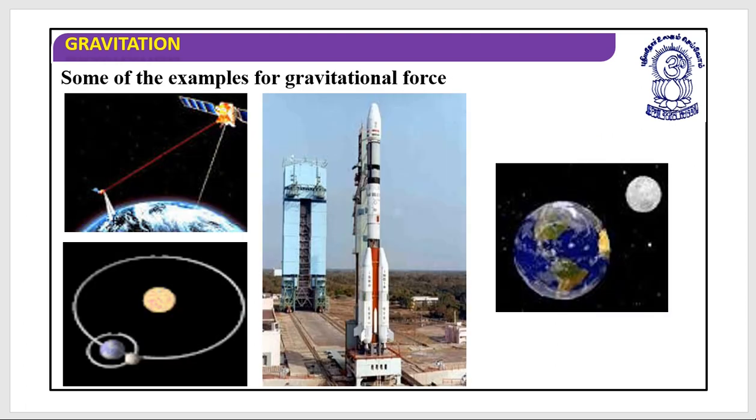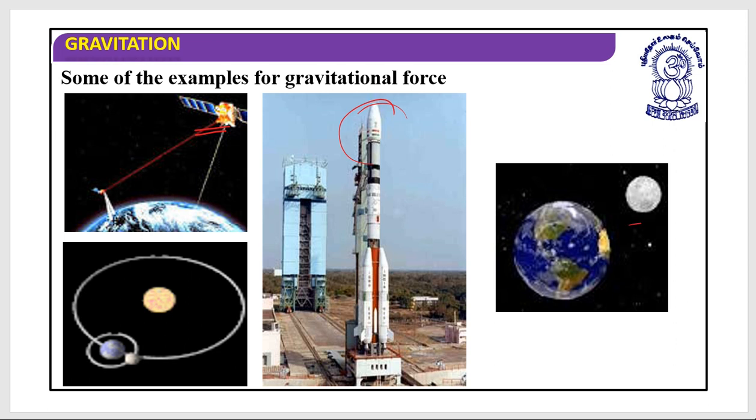Now let's look at some examples of the gravitational force. Any satellite that we have launched from the earth, which we call an artificial satellite, can move around the earth due to this force. This is just an image of the launching of a satellite, ready to launch. Even the payload will come back to the earth. Why? Because gravitational force is there.